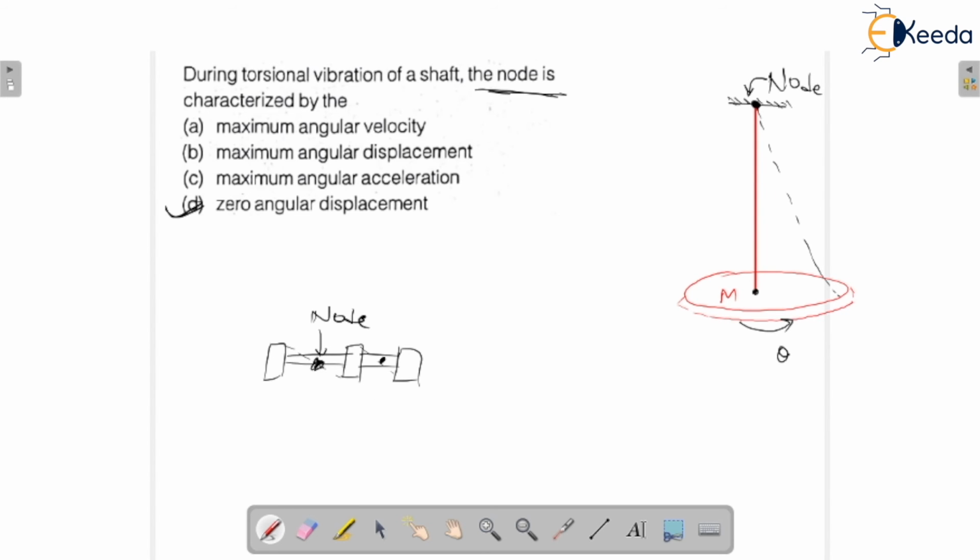So you can see here, nodes are characterized by zero angular displacement. At that point, there is no angular displacement. So option D would be the correct answer.